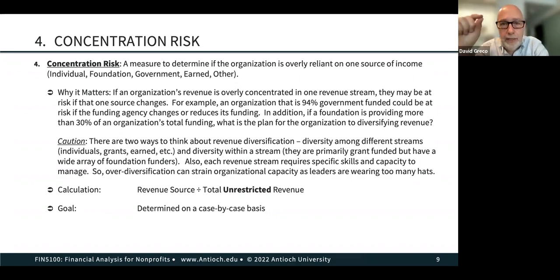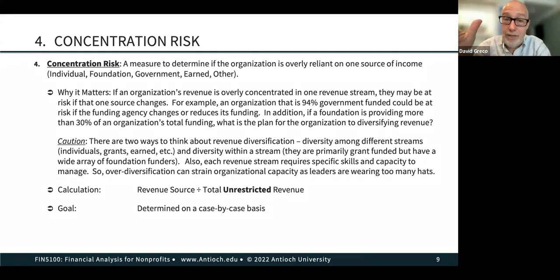Here, I think the big thing is, again, a lot of times we may be, oh, we're 90% foundation funded, but we have 22 different foundation funders. So if one drops out, is that going to be a big risk? Probably not, right? Somebody else will step in. And the same thing with individuals. I know All Stars, we're 90 something percent individual donors, but we have hundreds of individual donors. So if one doesn't give in a particular year, that's not going to sink us. So yeah, we're very concentrated in one revenue stream, but within that stream, we're very diversified.